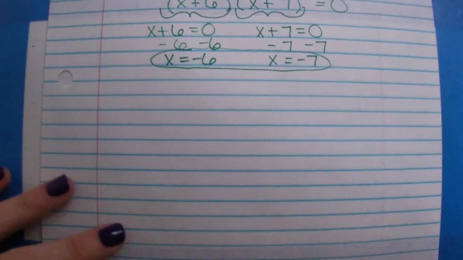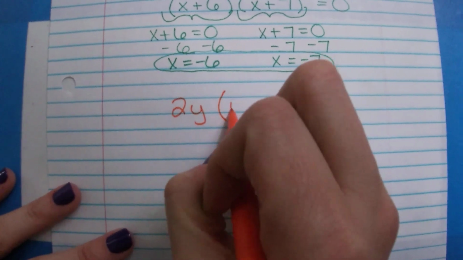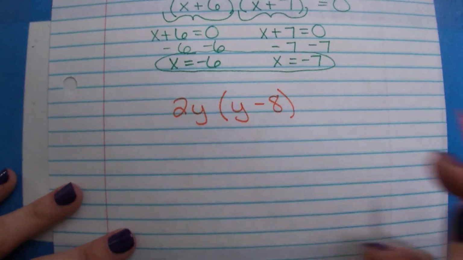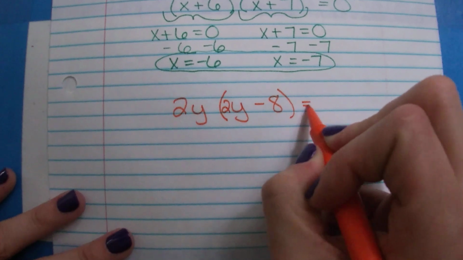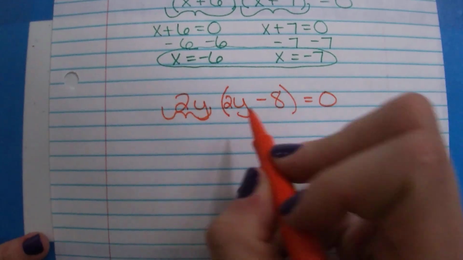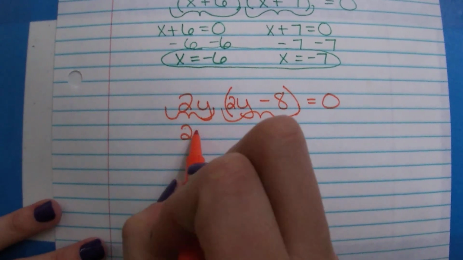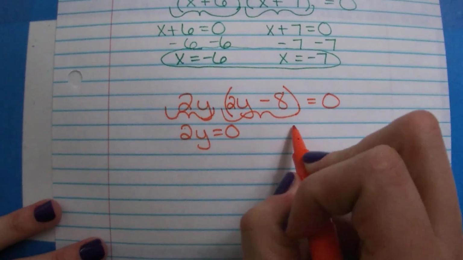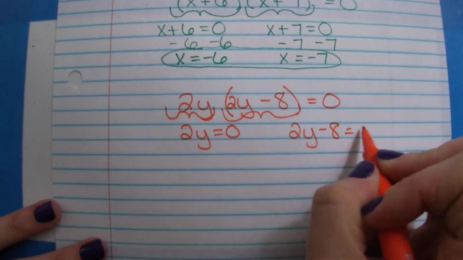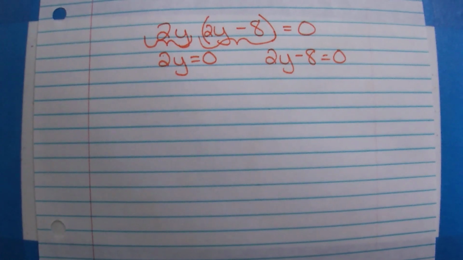Okay, so maybe we have something like 2y times 2y minus 8 equals 0. Again, I have two things being multiplied. I have 2y, and that's being multiplied times 2y minus 8. So we'll set that first factor equal to 0, and my second one equal to 0. And then I'm just going to go ahead and solve those both individually.